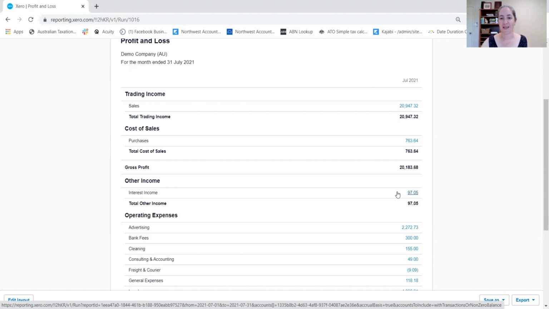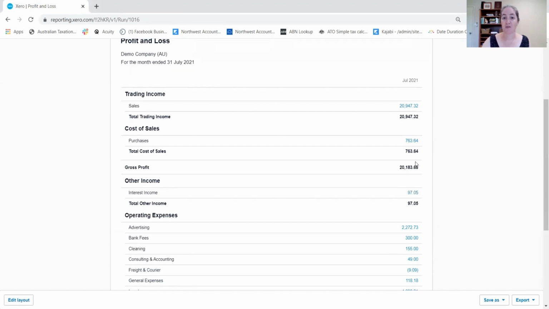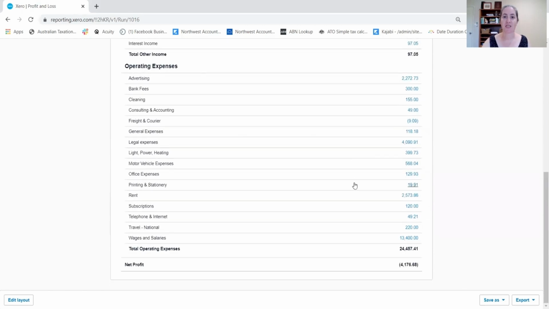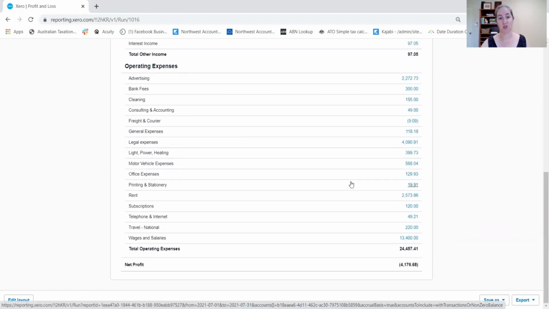Then we've got our operating expenses. So our operating expenses are the things that we're spending on our business that have to be covered by everything else, all of our profit in the business. So we generally find that for most businesses, the majority of things you're spending your time coding when you're doing your data entry are these operating expenses codes.